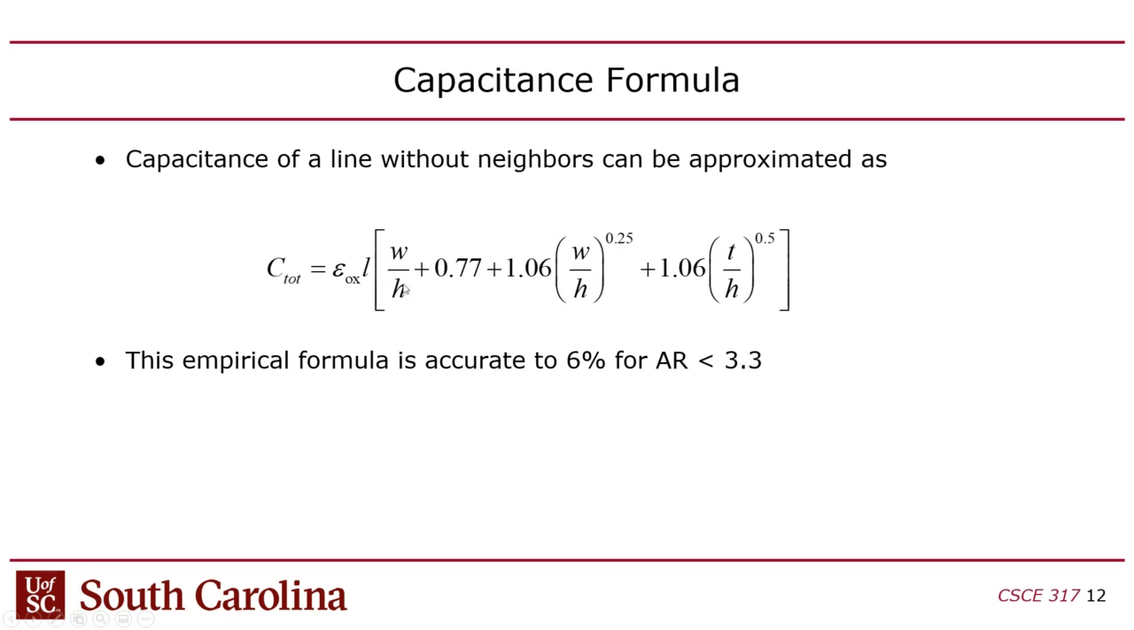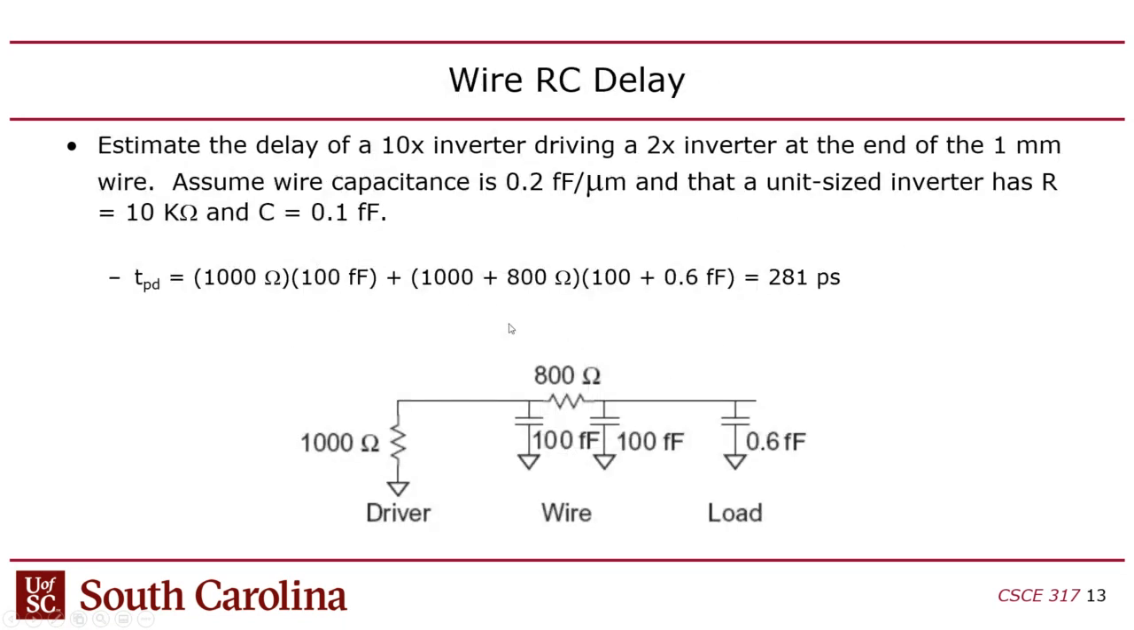So it's right here. Like I said, it's a function of the width, length, height, and epsilon. So basically, all you can do is plug these in. Now, as I mentioned, this does not account for capacitance to neighboring wires or to anything above the wire. This is just the capacitance to the substrate. So this is obviously simplistic, but it gives you an idea of what factors affect that.